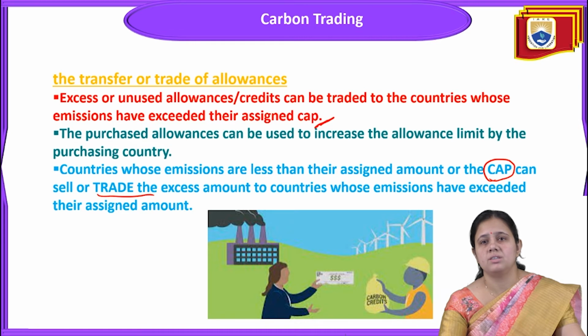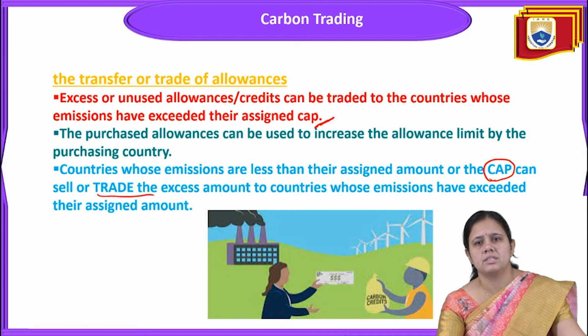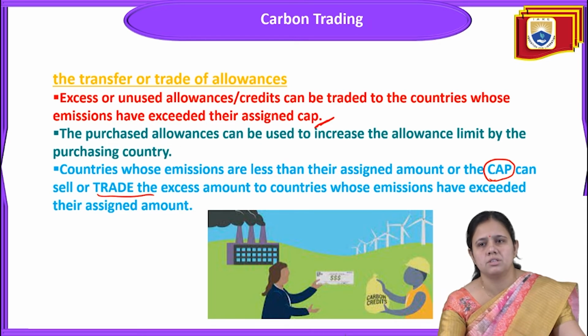So those countries whose emissions are less than their assigned amount can sell or trade the excess amount to those countries whose allowed amount has been exceeded. So this is called carbon credit.